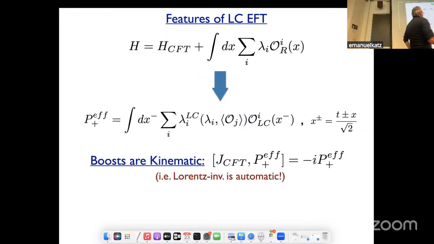The interesting thing here is that boosts, which previously I emphasized to you depend on the interactions, now do not. So in this infinite momentum limit, the actual Hamiltonian obeys the Lorentz algebra with the CFT boost generator, not the fully interacting boost generator, but just the CFT boost generator. So whereas previously boosts were non-trivial, you could not in any finite subsector of the Hilbert space recover Lorentz invariance. Here you can. The boost is simply kinematic.